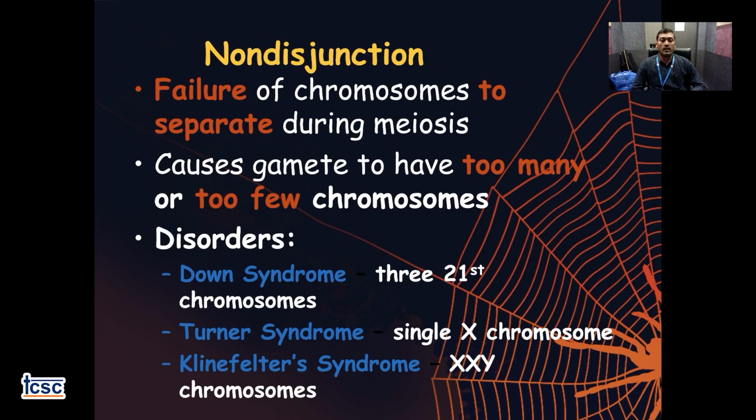And for male, the second example is Klinefelter syndrome. In the case of Klinefelter syndrome, it is double XY. Along with XY, an extra X is there. Klinefelter syndrome is mostly observed in the male. So Turner syndrome is observed in the female, and Klinefelter syndrome is observed in the male.